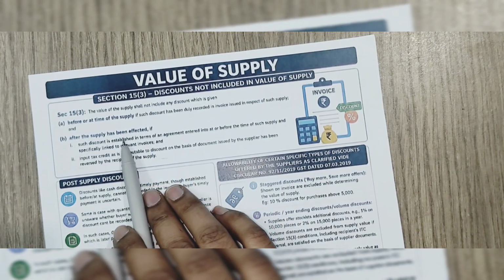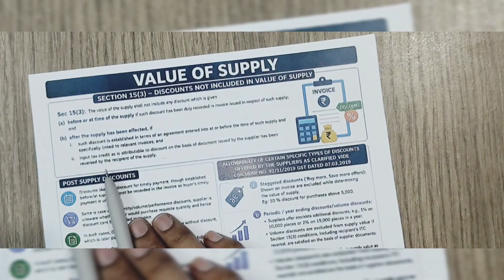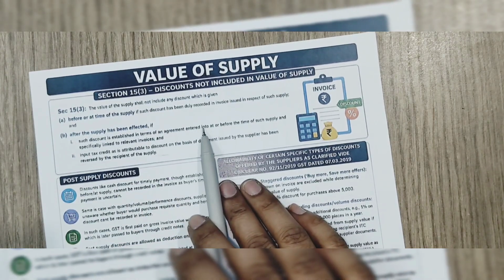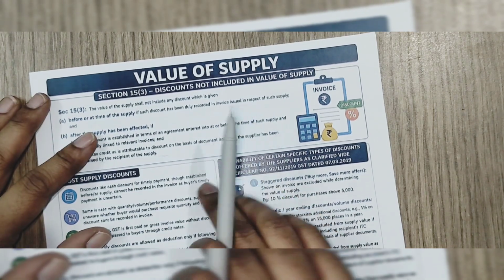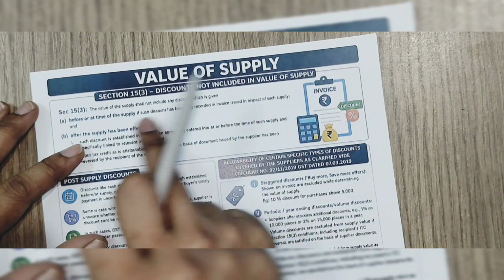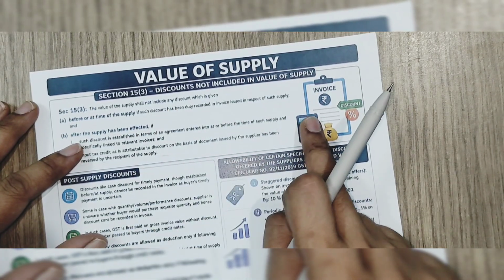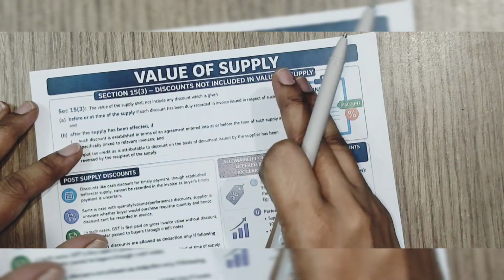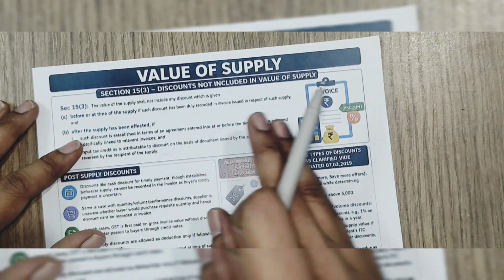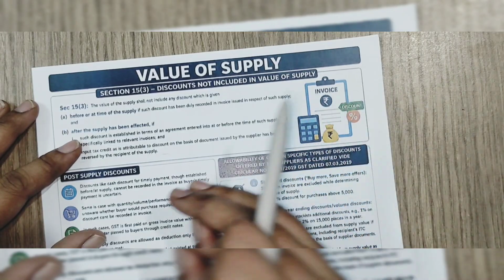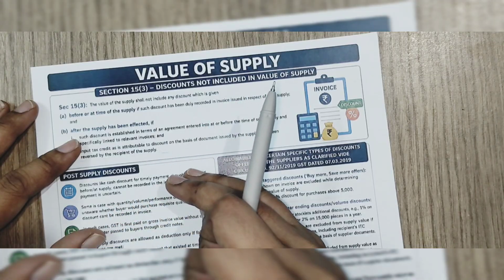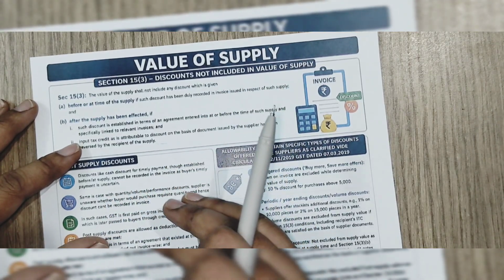After the supply has been affected, if any such discount is established in terms of an agreement. See, let us understand this. Supply discount, the recipient will get a discount. Now, the discount is divided into two: pre-supply discount and post-supply discount. Is it clear? Pre-supply discount, post-supply discount. At the time of giving the supply, you have mentioned it in the invoice.